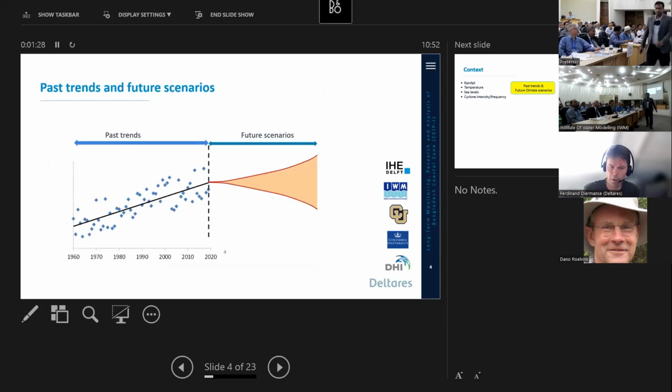Now, this is a schematic view of the analysis, and so essentially two parts for each component, looking at past trends, where in most cases we have measurement data, analyzing this data, trying to detect potential trends. And then the next step is looking at future scenarios with different models, and special emphasis on the uncertainty, because as you will see later on, the uncertainty is very large. And we saw that in previous presentations.